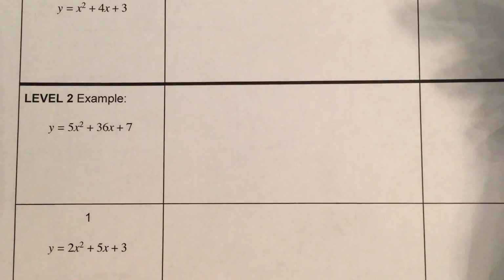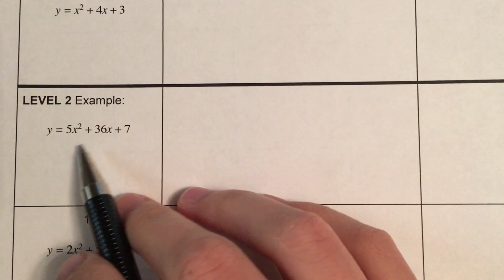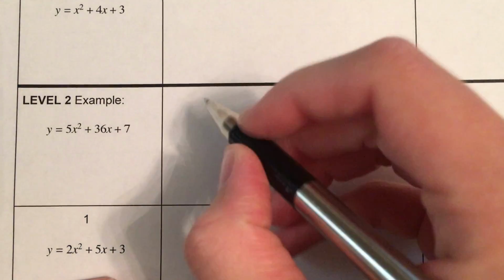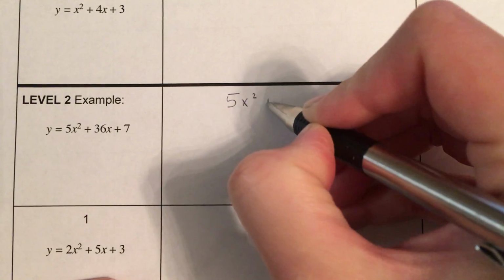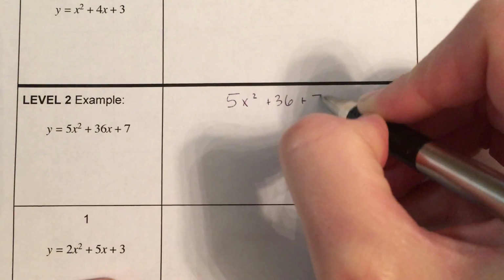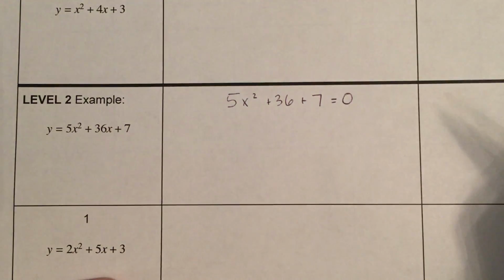Level 2 is the same as level 1. It's just those problems that are a little bit harder to factor. Right, so let's start with the x-intercepts. I'm going to plug in 0 for y. So I'm going to say 5x squared plus 36x plus 7 equals 0.